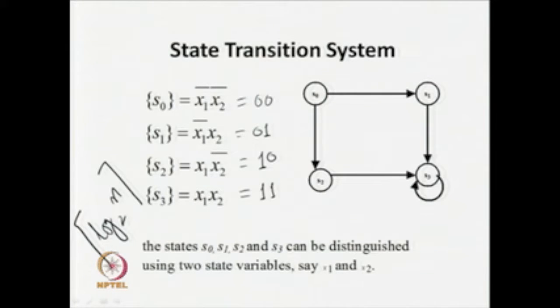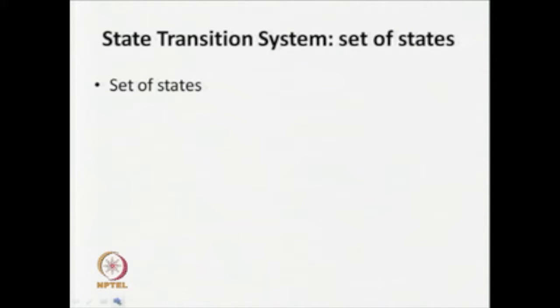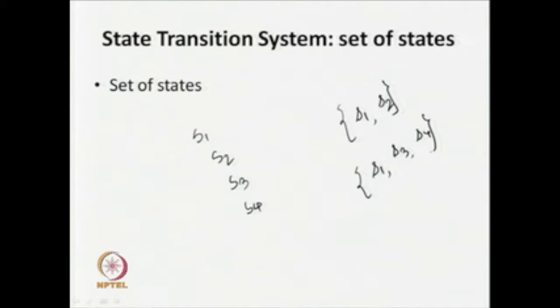Okay, so for this particular state transition diagram, I have 4 different states, and these are the state encodings of these 4 states. Now, when we talk about the state transition system, we have 4 different states, say S1, S2, S3, S4. Sometimes we are interested in a set of states. I am going to say that the set of states is, say, S1, S2. Sometimes I am interested in the set of states S1, S3, S4. That means you can see that these are the power set of this particular set of states.